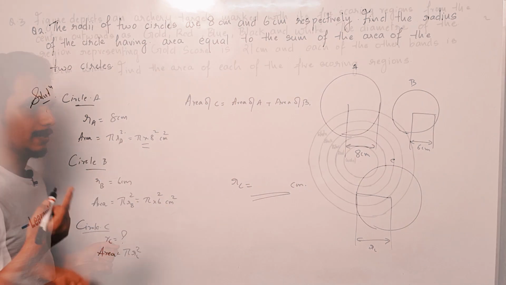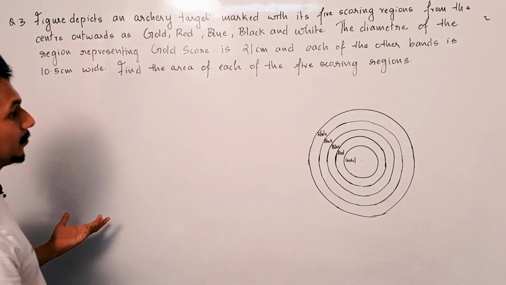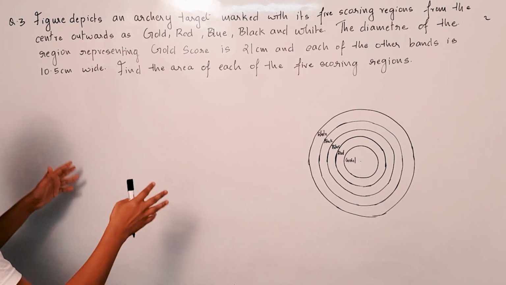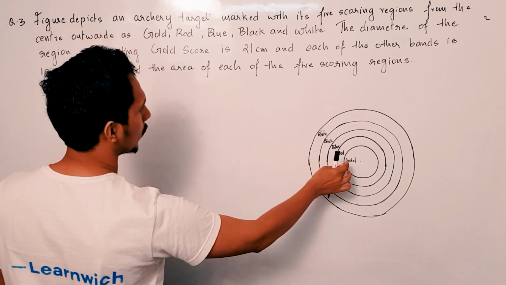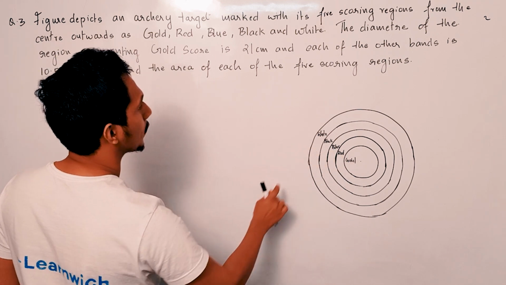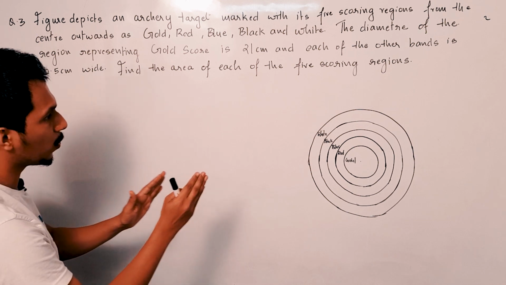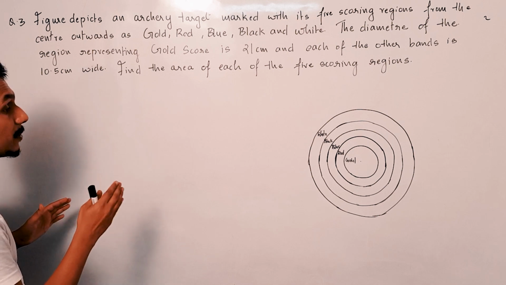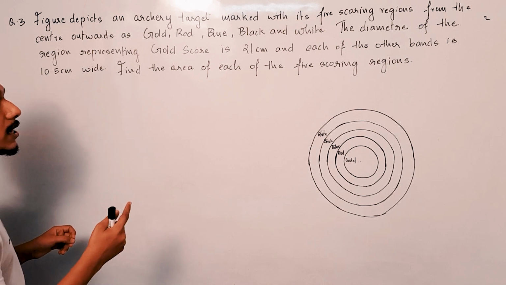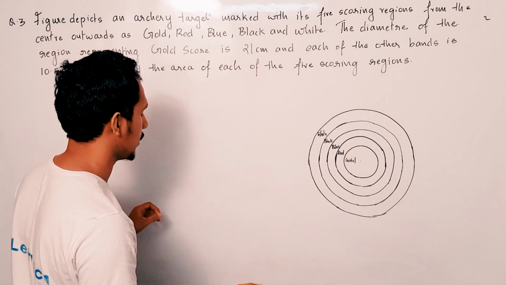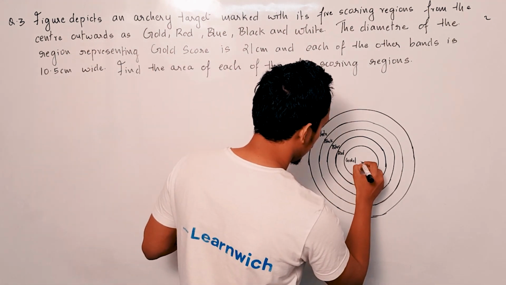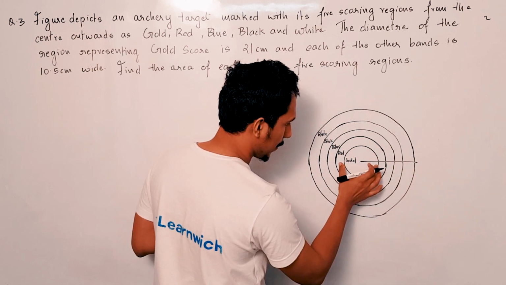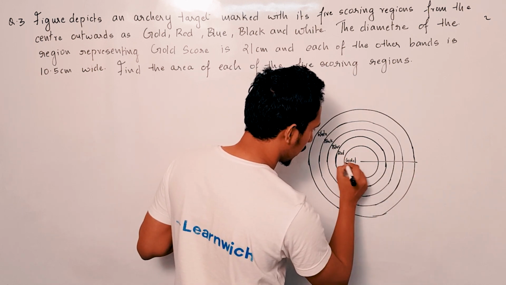Let's look at question number 3. Here is question number 3. The figure depicts an archery target marked with its 5 scoring regions from the center outwards as gold, red, blue, black and white. The diameter of the region representing the gold score is 21 and each of the other bands is 10.5 centimeter wide. Find the area of each of the 5 scoring regions. This is the question. So let's say they have given the diameter of the gold region as 21. I'm not marking the diameter.